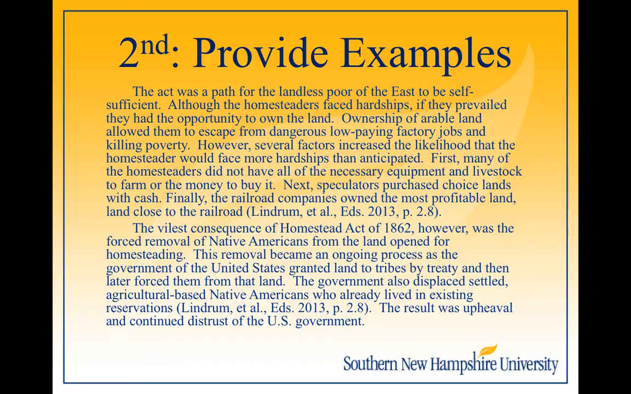"The vilest consequence of the Homestead Act of 1862, however, was the forced removal of Native Americans from the land open for homesteading. This removal became an ongoing process as the government of the United States granted land to tribes by treaty and then later forced them from that land. The government also displaced settled, agricultural-based Native Americans who already lived in existing reservations. The result was upheaval and continued distrust of the U.S. government." Here, she provides more supporting details in another in-text citation to demonstrate where she pulled her material from.